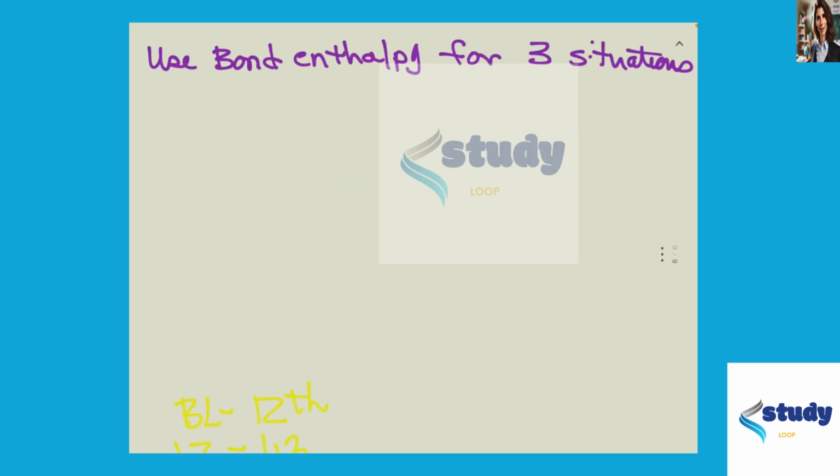In this problem, where you are asked to use the bond enthalpies listed in Table 8.4, which I'm going to reference, to find the molar enthalpy change for 3 different situations. I'll do each one separately. The first is polymerization of ethylene.